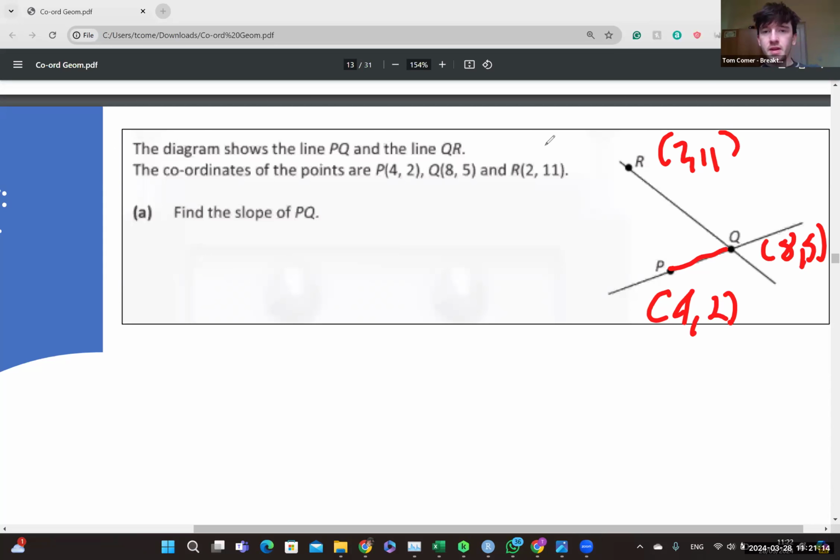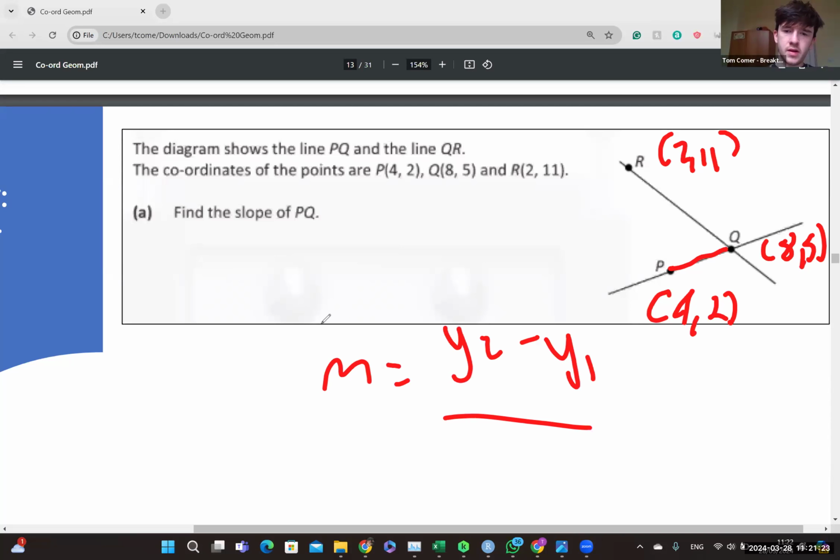So I started off by writing the formula m equals y2 minus y1 over x2 minus x1. Yeah, if we just pause you there, you're absolutely correct. Really well done. Just to make that clear for everyone, this one's in our log tables, but y2 and y1 are going to refer to the points P and Q.